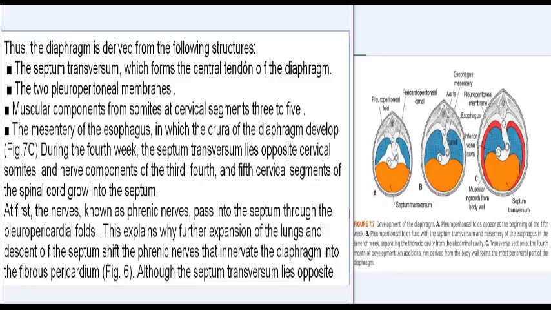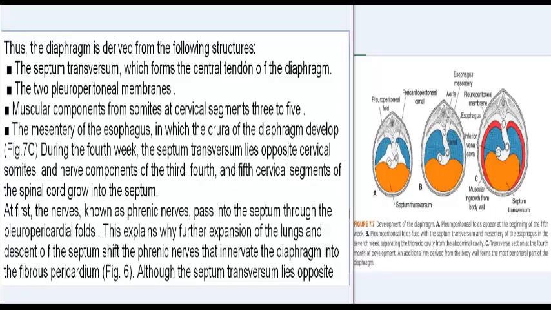The septum transversum lies opposite cervical somites, and nerve components of the 3rd, 4th, and 5th cervical segments of the spinal cord grow into the septum. At first, the nerves, known as phrenic nerves, pass into the septum through the pleuropericardial folds. This explains why further expansion of the lungs and descent of the septum shift the phrenic nerves that innervate the diaphragm into the fibrous pericardium, Fig.